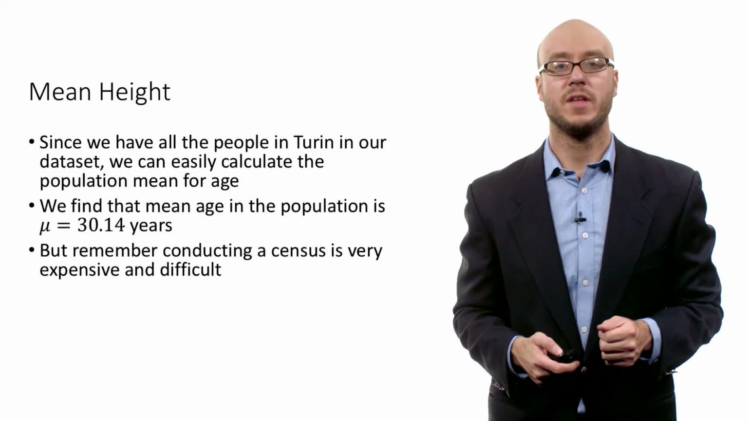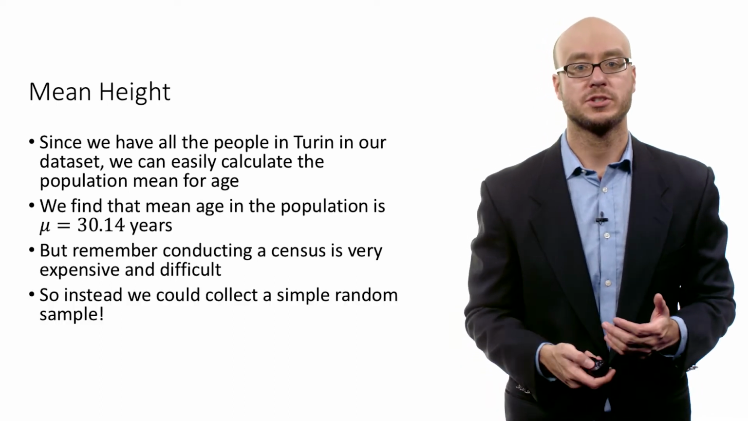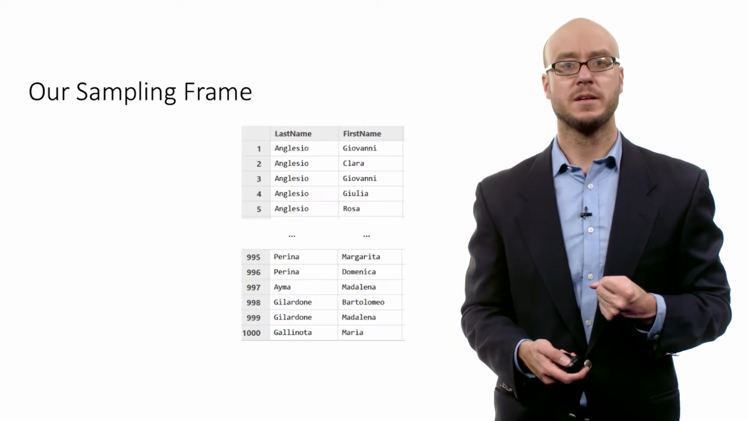But of course, if you recall, when we talk about inferential statistics, the idea is to collect a representative sample to say something about the population. Conducting a census is very expensive and difficult. Back in 1705, they didn't know about inferential statistics, so they just collected data on everybody. But they could have saved a lot of time and money if they just collected a subset of that population through a sampling procedure. So let's collect a simple random sample.